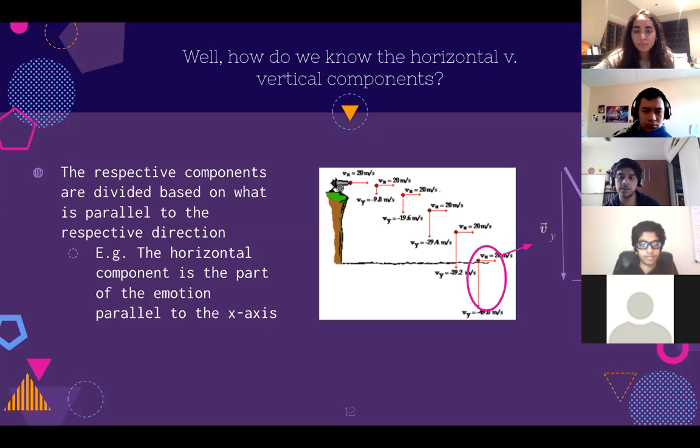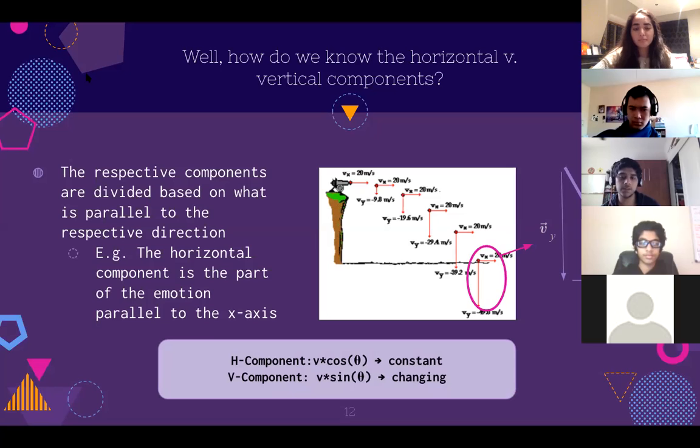And then from there, we can use our concept of vector addition, which we learned a while ago, to calculate the final velocity, or the final vector velocity. You can see that when you add the x component of the velocity to the y component of the velocity, you get the final total velocity. So that's pretty much how you divide components.